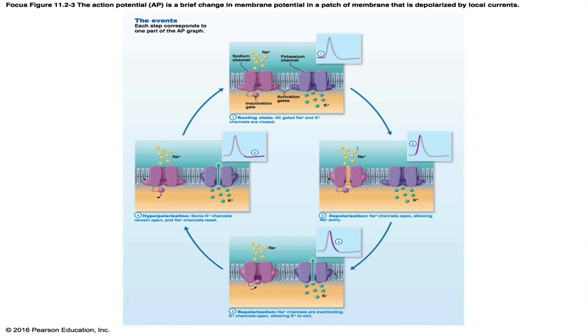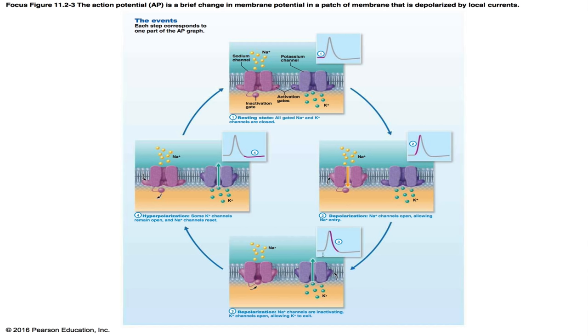In step two, we end up getting a local current that arrives. And you can see that by the spike in this graph. So when this happens, the sodium voltage-gated channel opens up. Now sodium is able to enter the cell. As the sodium is entering, this is starting to go up. Okay, this is what's causing this spike to occur.